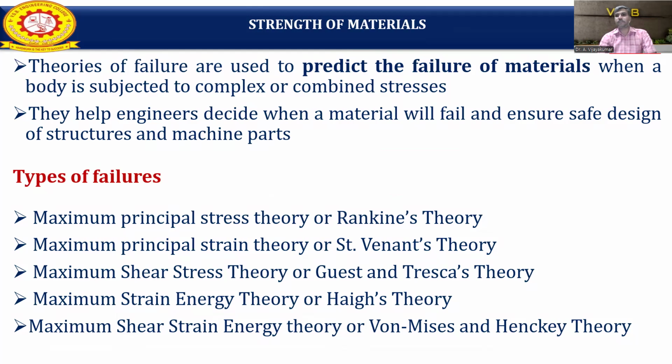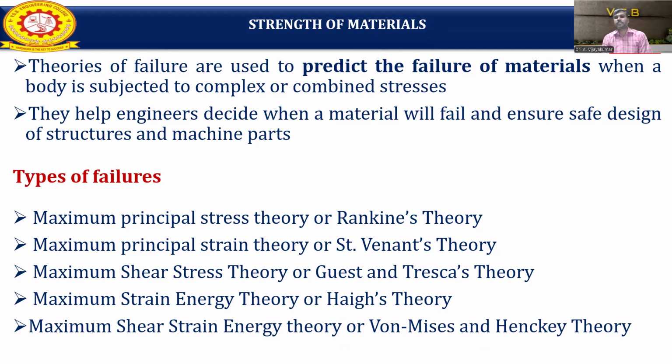What is theory of failure? We should know where the failure is. Mainly it is to predict the failure of materials. In buildings and other structures, we use different types of materials, so as civil engineers we should know where these materials are going to fail. We cannot expect only one load condition to occur in a structure. Complex or combined stresses are also possible in these structures.